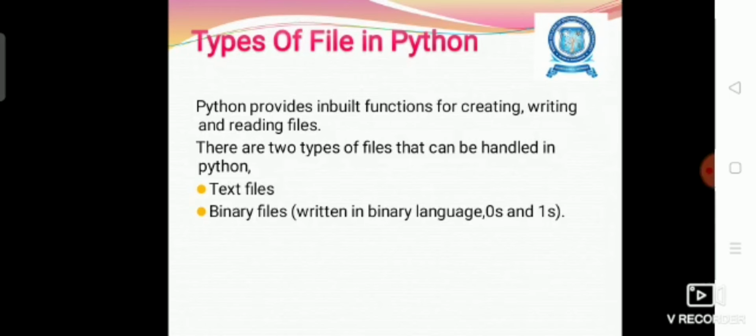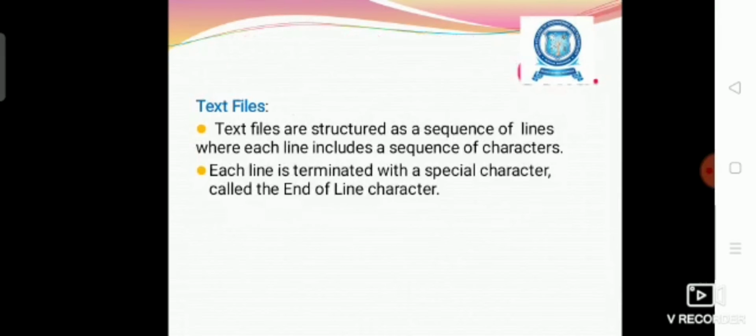There are two types of files that can be handled by Python. The first is text files, and the second is binary files. Binary files have only zeros and ones format. Text files are structured as a sequence of lines, where each line includes a sequence of characters. Each line is terminated with a special character called the end of line character.